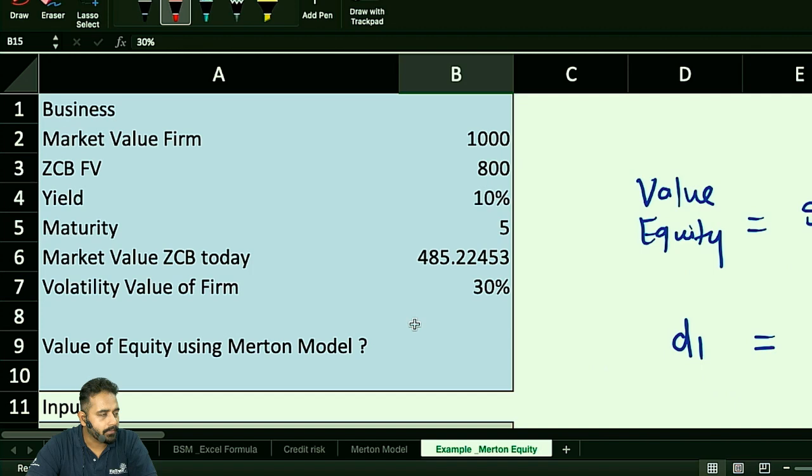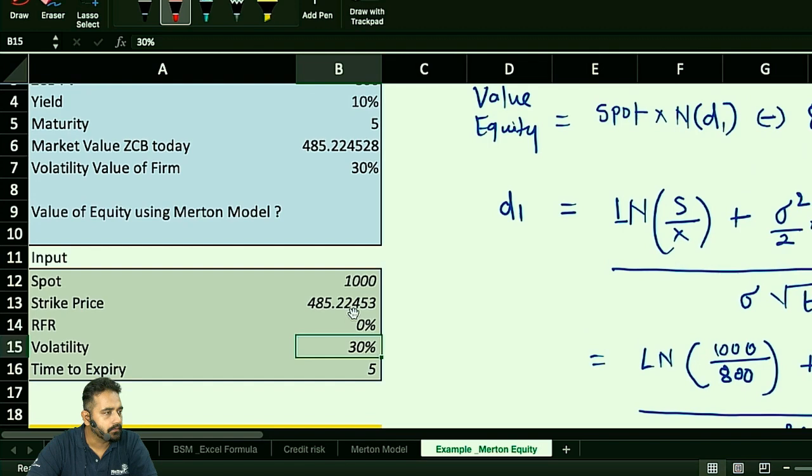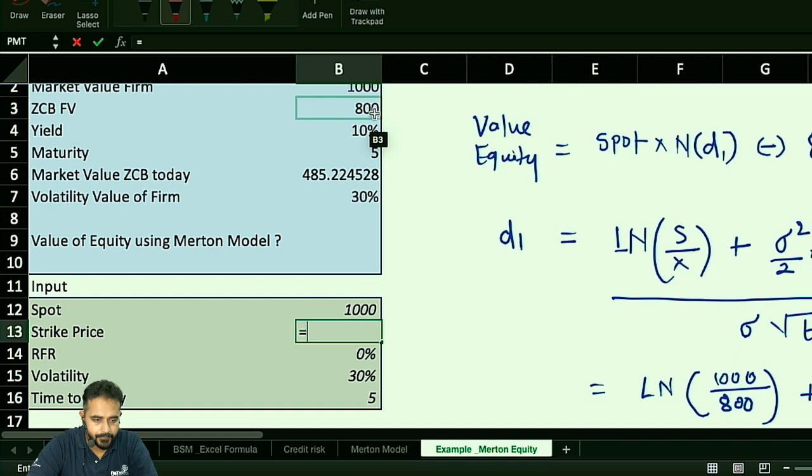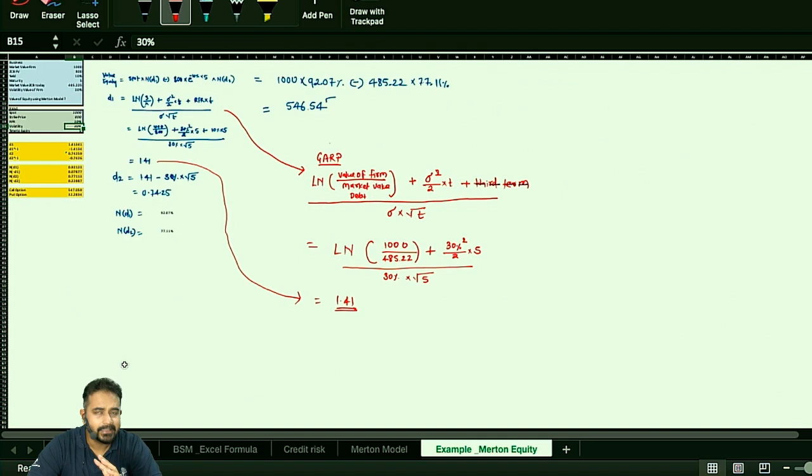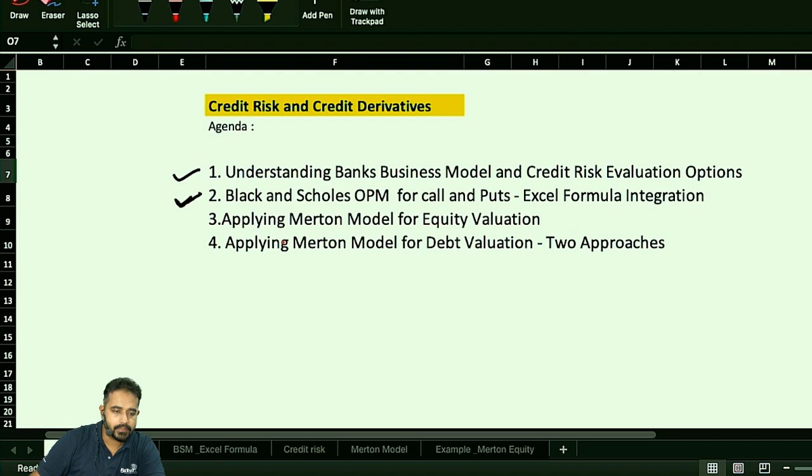Have we done that? No, let me, okay, this should be 800. This should be 10%. There we go. The Merton model is ready. So this is how the Merton model works for the equity valuation purposes. And if you've understood this, that's good news, because we've been able to finish the third item on our agenda for the session, applying Merton model for equity valuation.